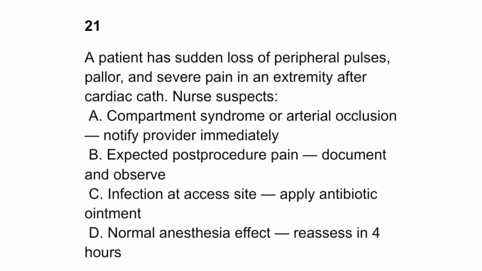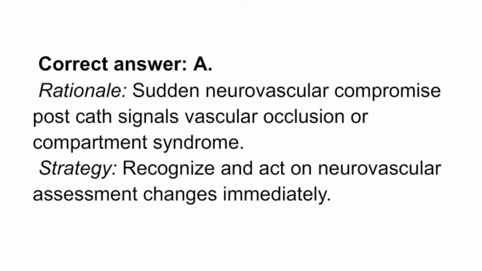21. A patient has sudden loss of peripheral pulses, pallor, and severe pain in an extremity after cardiac cath. Nurse suspects: A. Compartment syndrome or arterial occlusion, notify provider immediately. B. Expected post-procedure pain, document and observe. C. Infection at access site, apply antibiotic ointment. D. Normal anesthesia effect, reassess in 4 hours. Correct answer, A. Rationale: sudden neurovascular compromise post-cath signals vascular occlusion or compartment syndrome. Strategy: recognize and act on neurovascular assessment changes immediately.